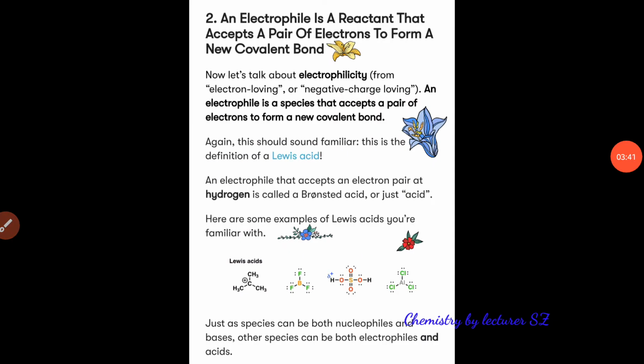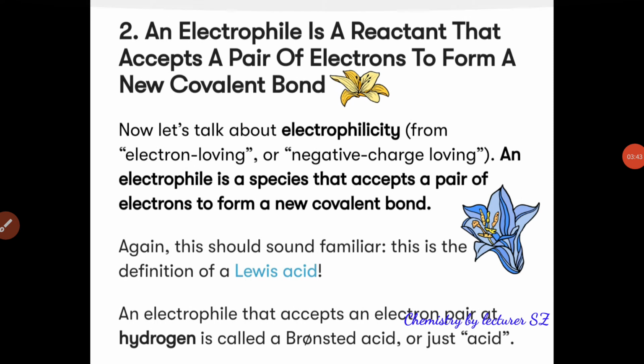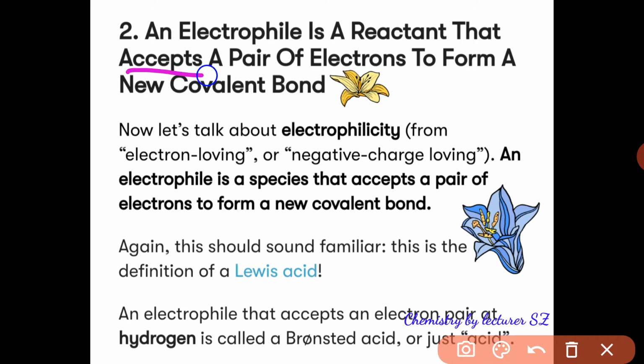However, let's come to the electrophile. As you have read about the nucleophile, the electrophile concept won't be difficult for you because you have to alter everything. It is the opposite of a nucleophile. An electrophile is a reactant that accepts a pair of electrons. The nucleophile was giving away, right? So the thing which will accept the electrons donated by the nucleophile will be the electrophile.